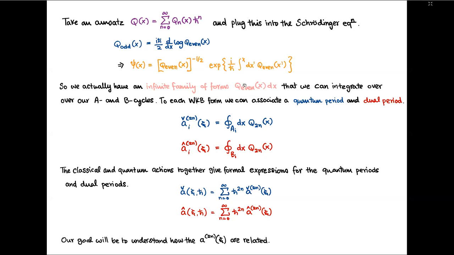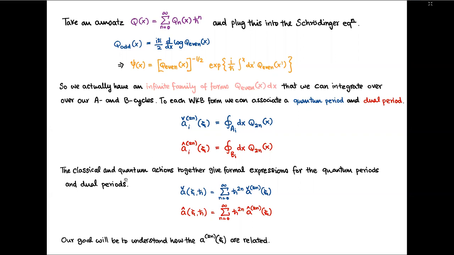I'm going to call these WKB forms. And to each of these forms, I can associate a quantum period and a quantum dual period. So A check, which is associated to a classical A check to NI, is the object that is integrated in a classically allowed region or an A cycle. And I integrate the form Q to N. And similarly for the B cycles.